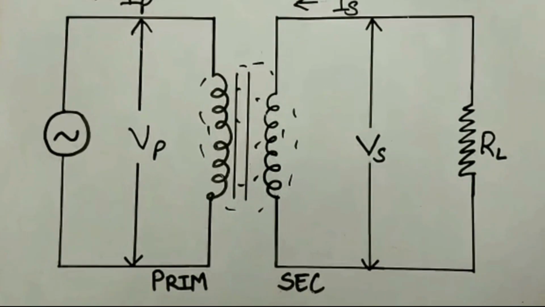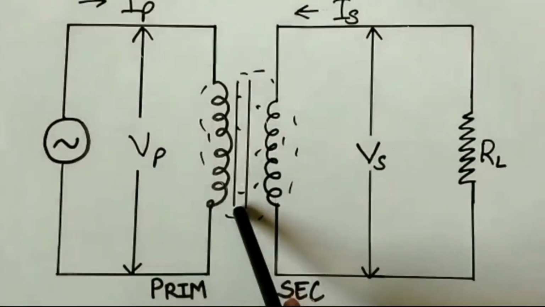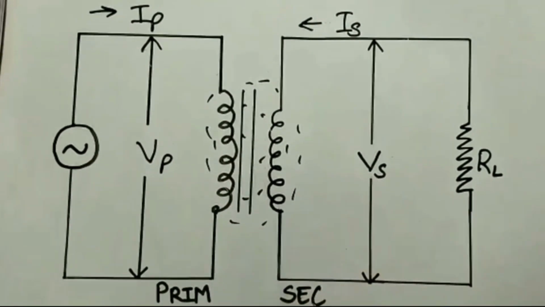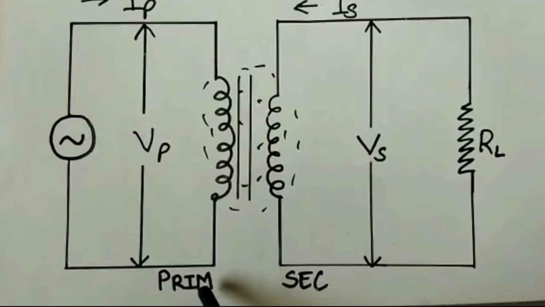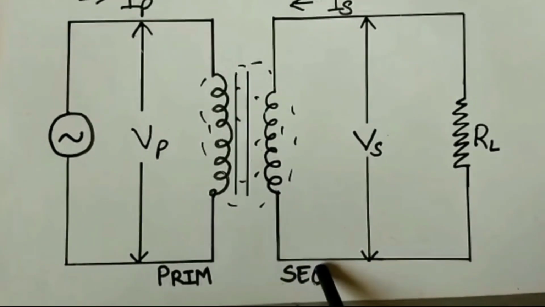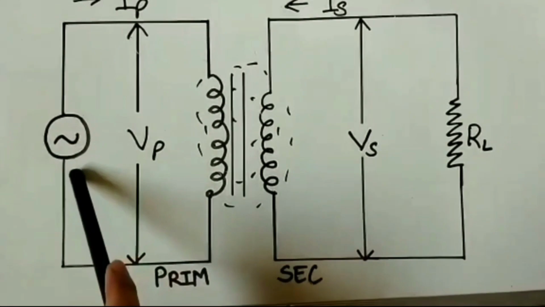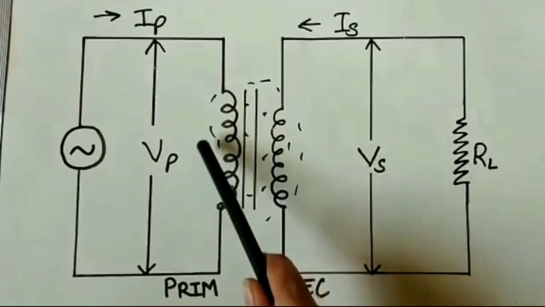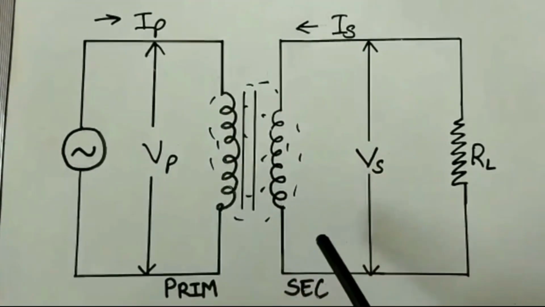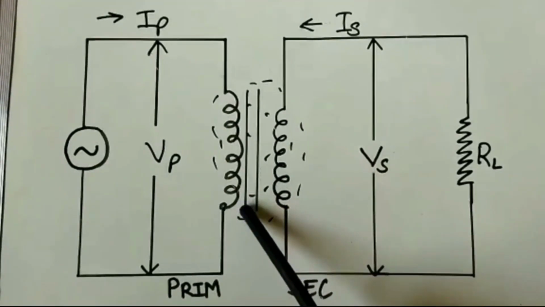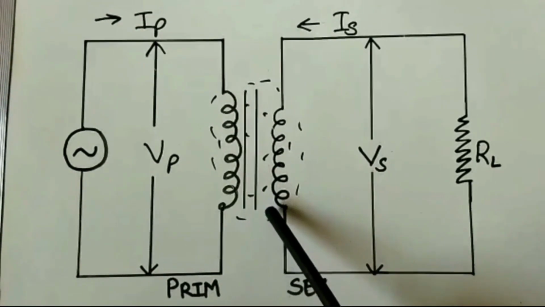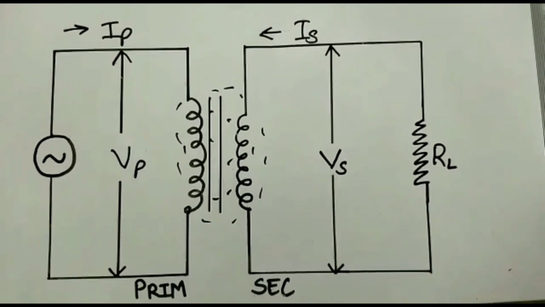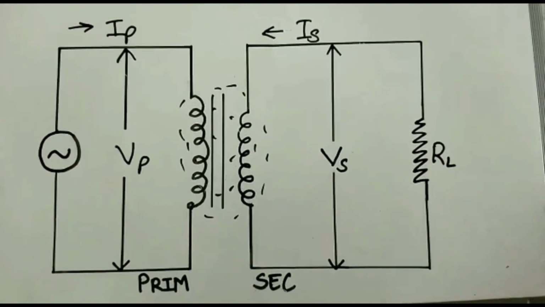A transformer consists of 3 main parts: a core, which is typically made of iron, and 2 individual sets of wire coils. These coils are referred to as the primary coil and the secondary coil. When we apply AC current to the primary winding of the transformer, the coil creates a pulsing magnetic field. The core of the transformer works to direct the path of the magnetic field between the primary and the secondary coil and prevents wastage of energy.